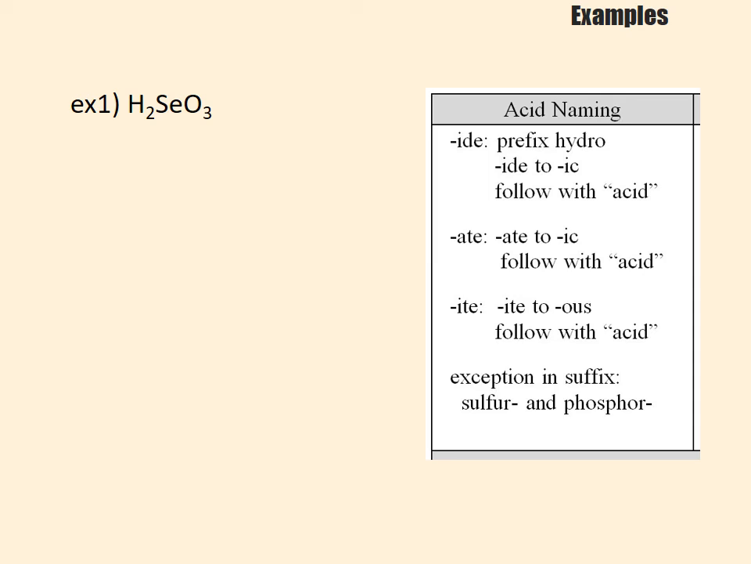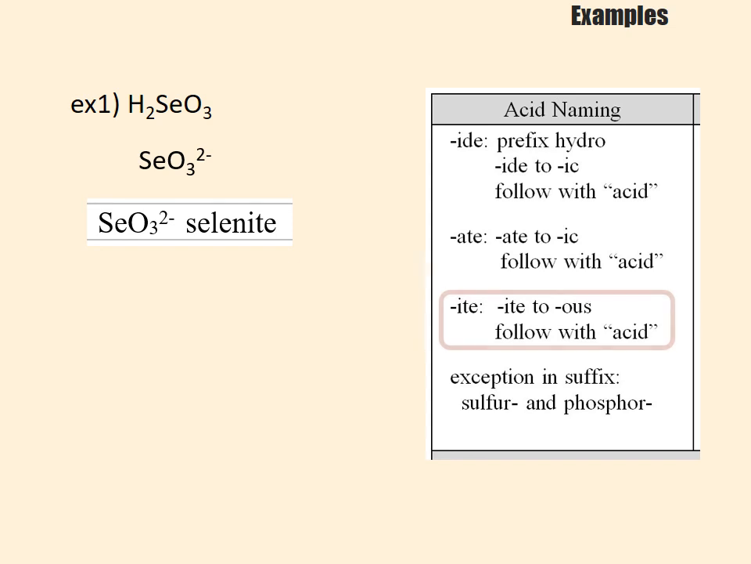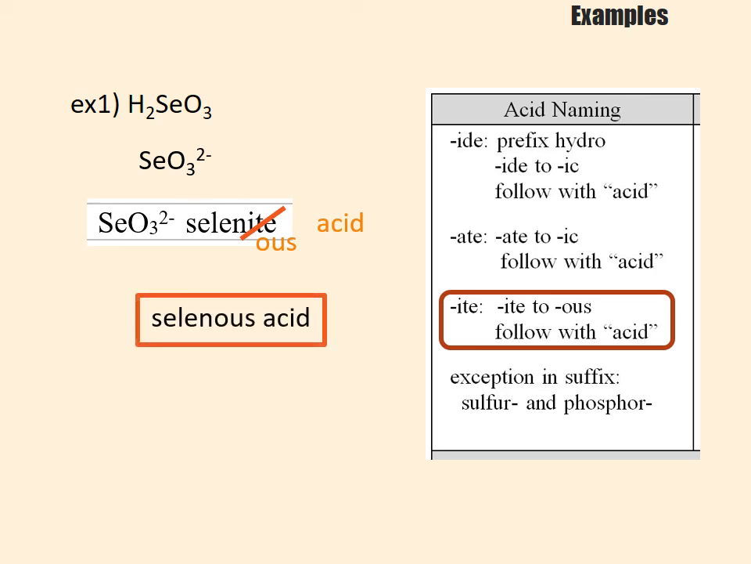Example 1, H2SeO3. I've got two H pluses on the front, so SeO3 must have a 2- charge. I look up SeO3 2- on my negative ions list, and I find the name selenite. It ends in ite, so I change ite to us, and I follow with acid. So H2SeO3 is called selenous acid.